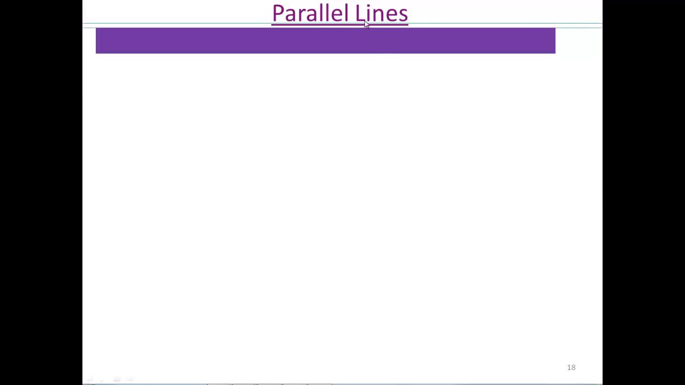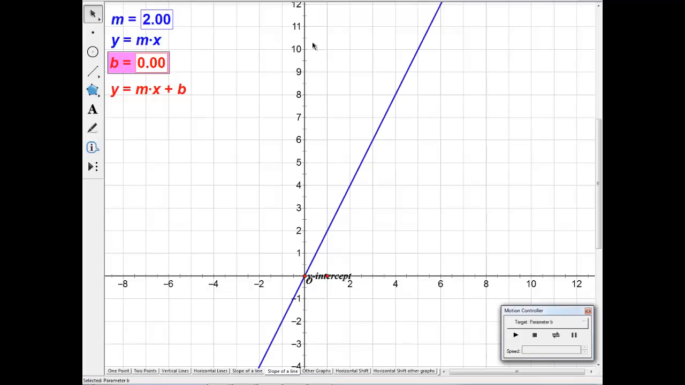All right, let's talk about parallel lines now. So if you have a line going through (0, 0) with a slope of m, and let's say m is 2 right now, so that means 1 over and 2 up. So that's the slope of 2 line. Parallel lines are equidistant lines that never intersect.